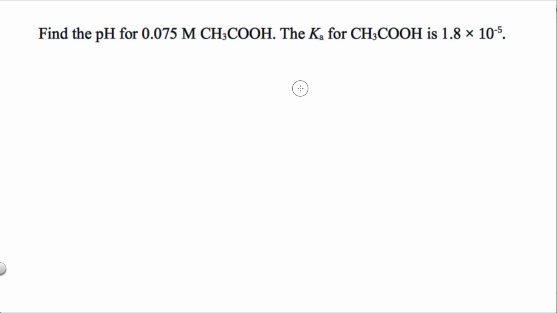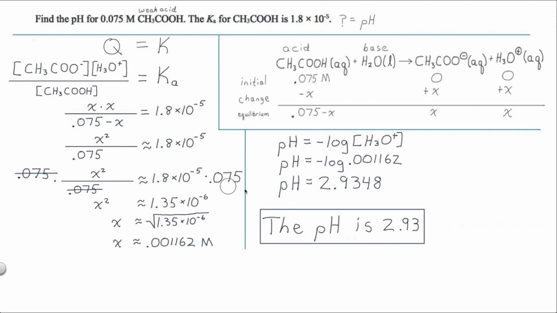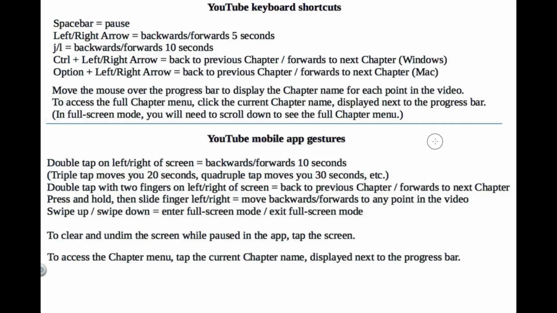Now, let's discuss the problem. Here's a summary of the solution to the problem. Now let's discuss the solution step by step. Here are some YouTube controls which you may find useful while you're watching the videos.